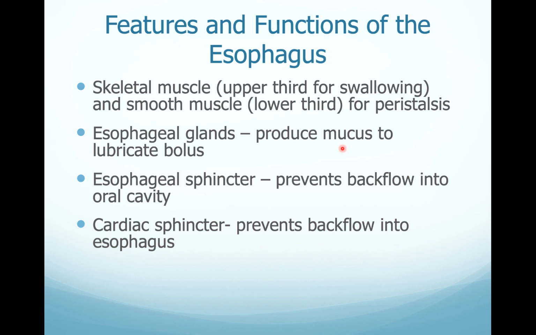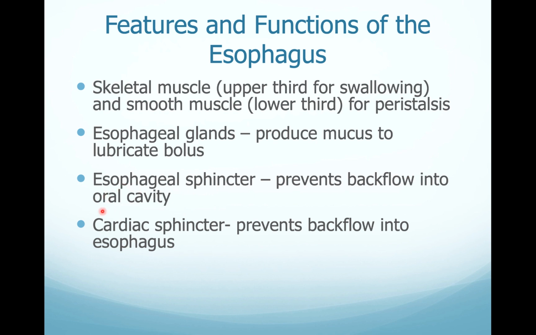Now, at the top and bottom of the esophagus, you have what's called sphincters. Sphincters are round muscular structures that can open and close the openings or the endings of the esophagus. The top sphincter is called the esophageal sphincter. This is going to prevent backflow of bolus from the esophagus back into your mouth, because once you swallow it, you want to keep it in the esophagus.